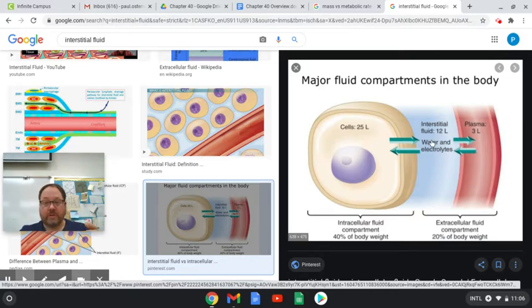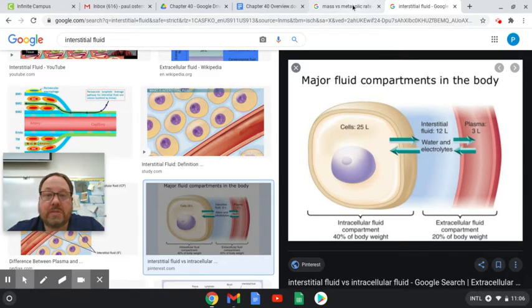So interstitial fluid is that fluid that fills the space between cells, and it provides a medium or a material through which substances can pass through the body. So that's handy.